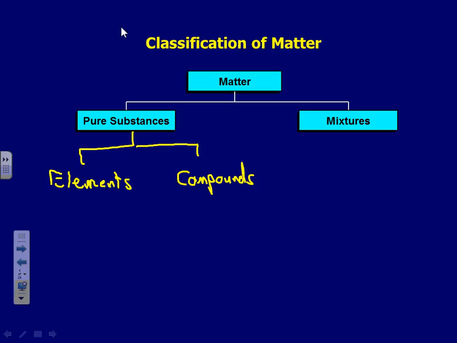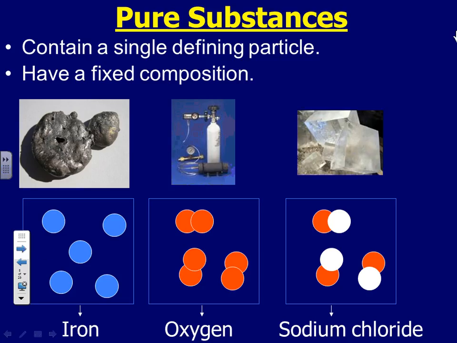Okay, so then let's go back and look at some of these subdivisions. And the first subdivision we're going to look at is pure substances. Okay, pure substances. So now we're going to define all these things. So what makes up a pure substance?